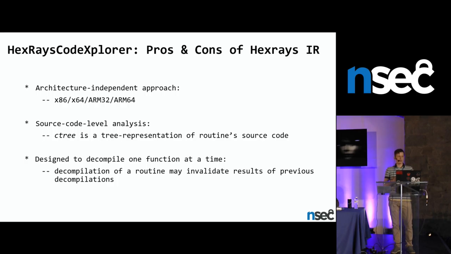However, there are some disadvantages as well. First, Hex-Rays is designed for single function analysis. Even though there is an option to decompile the whole program, what you will get is not going to be really accurate decompilation, because the results of a subsequent decompilation may invalidate or change the results of the previous decompilation. Imagine you have two functions, function one and function two, and function two is called from function one. You first decompile function one, then you decompile function two, and during decompilation of function two, Hex-Rays identifies some parameters that were not identified at the decompilation of function one. As a result, the signature of the function is changed, and you need to go back to function one and decompile it properly so that you can see a proper call to function two. So this is one of the limitations and constraints we faced in this research.